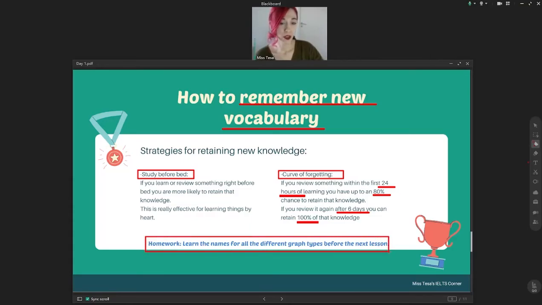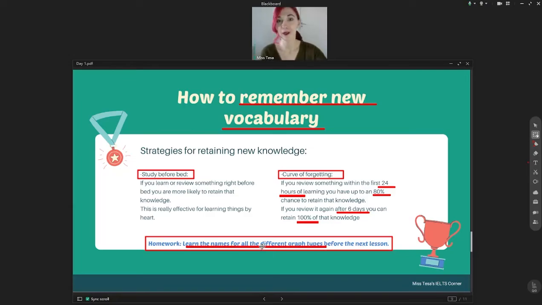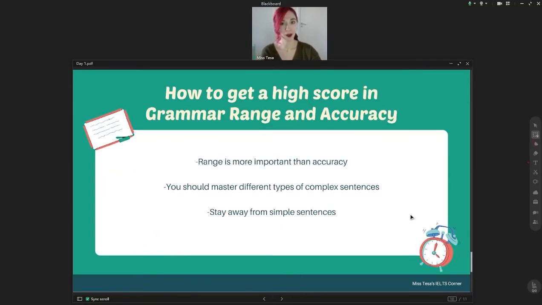So for your homework, I want you to use this strategy to learn the names of all the different graph types, okay? So I put the link to a PDF down in the description of the video, and there you will find the names of the different graph types. And it's really easy, it's only 6 words, so it's gonna be pretty easy to remember. Okay, so that was it for vocabulary.